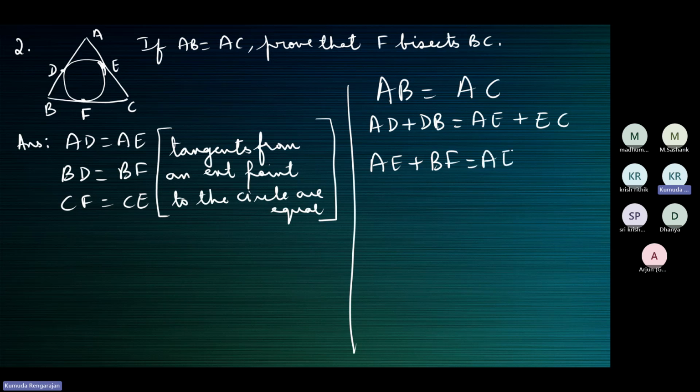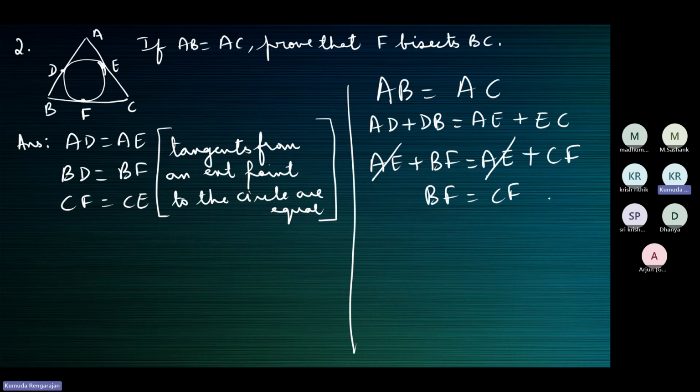AE is AE only. Only then you can cancel that on both the sides. Plus EC. EC is CF. So now AE on either side gets cancelled. So we have BF is equal to CF. BF is equal to CF means F is the midpoint of BC, which means F bisects BC.